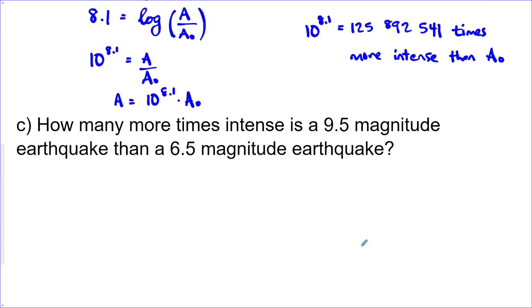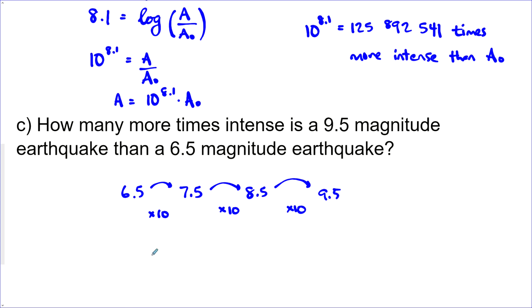How many more times intense is a 9.5 magnitude earthquake than a 6.5 magnitude earthquake? Let's just do this a quick way. We know that 6.5 to 7.5 is 10 times more intense because that's how this base 10 scale works. We know that to 8.5 from 7.5 it's 10 more times intense, and to get to 9.5 it's times 10 again. So to get from 6.5 to 9.5 it's 10 times 10 times 10, or 1,000 times more intense.